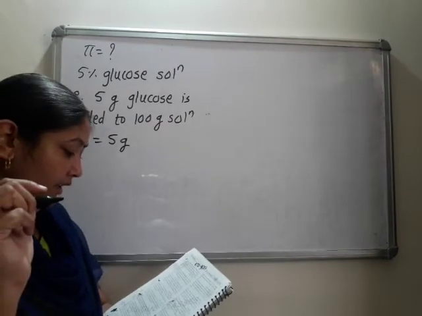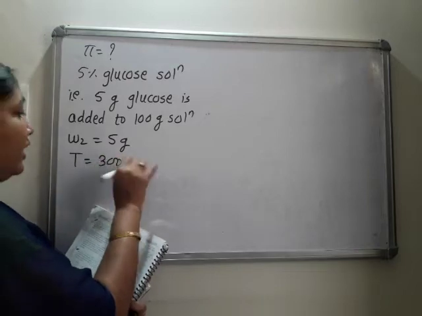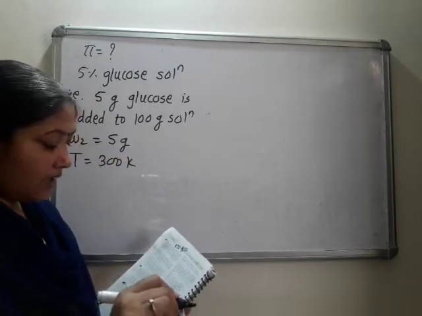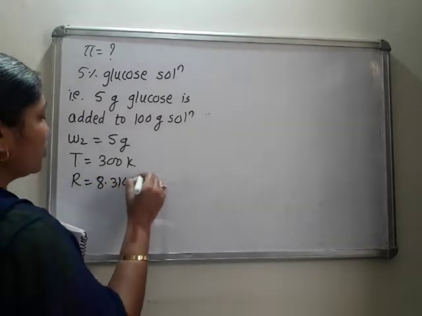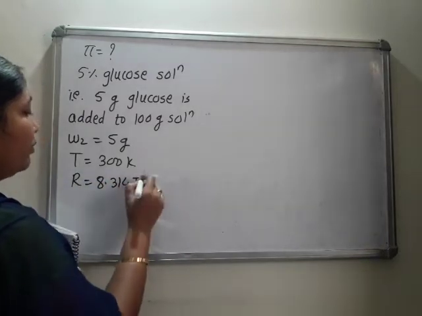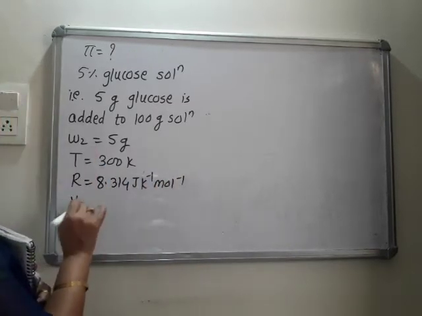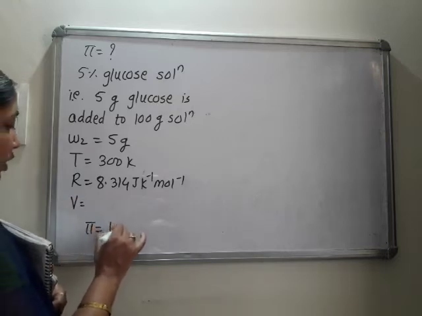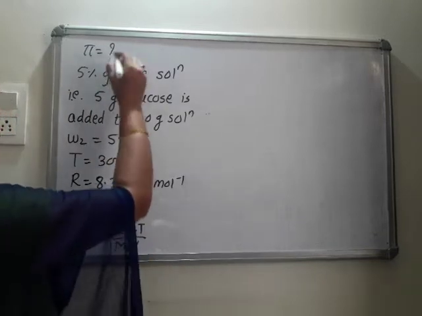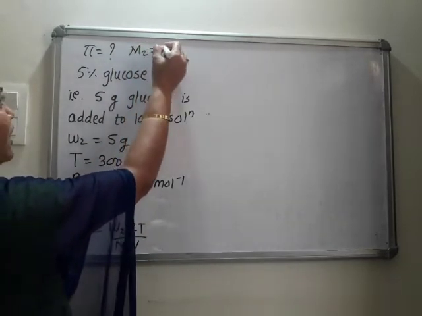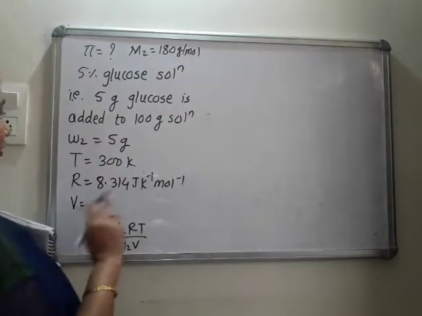Then what else is given? Temperature is given. How much? 300 Kelvin. And R is given, 8.314 joule per Kelvin per mole. And we must know value of volume, because what is the formula? Pi is equal to W2RT upon M2 into V. It's a glucose solution, so we have M2 is 180 gram per mole. Right? And V they have not given.